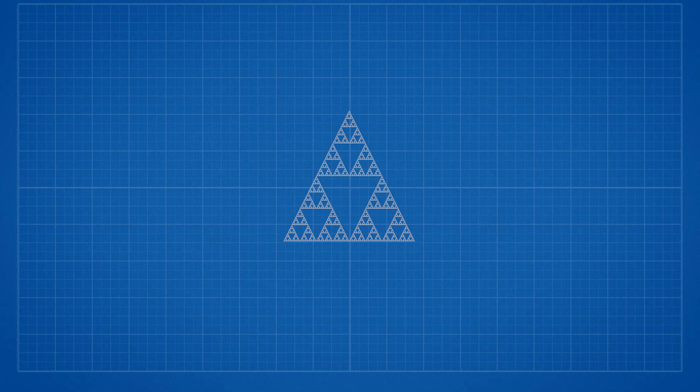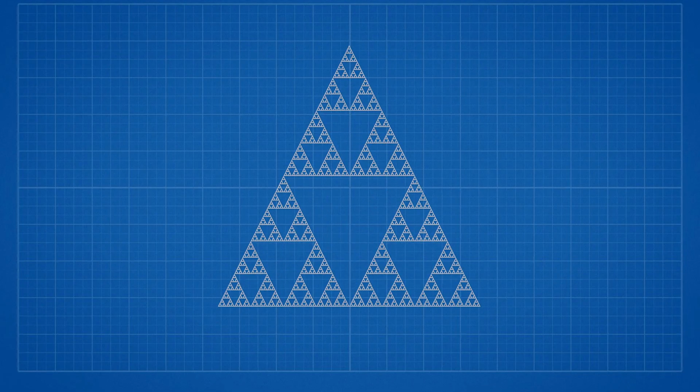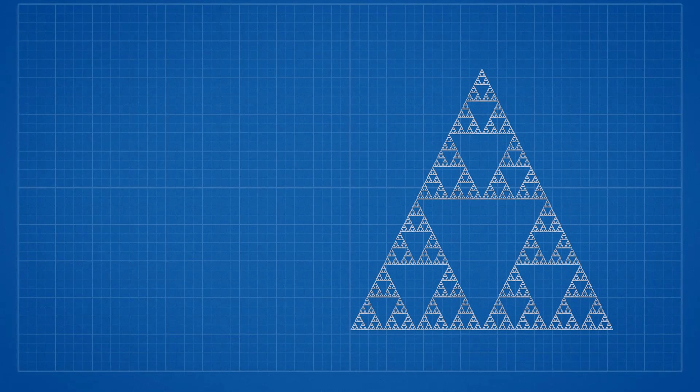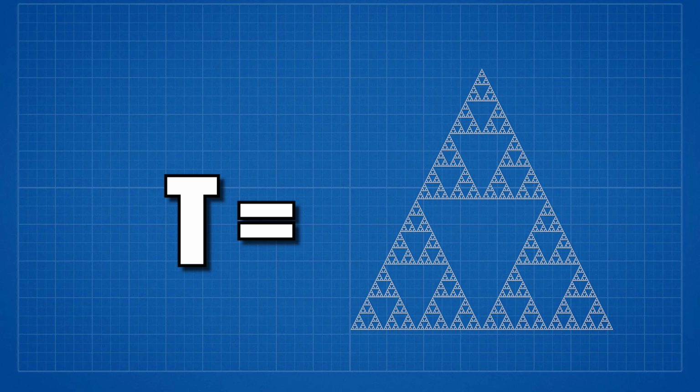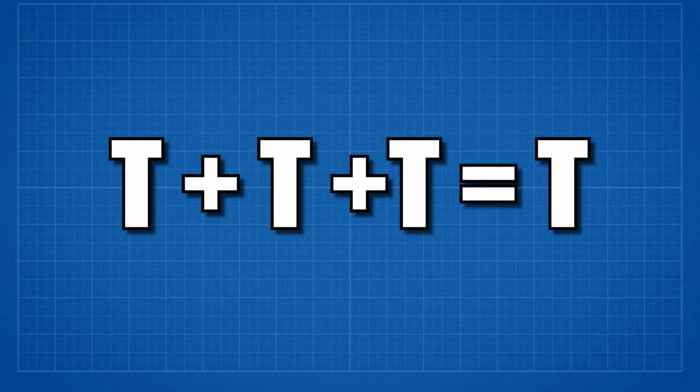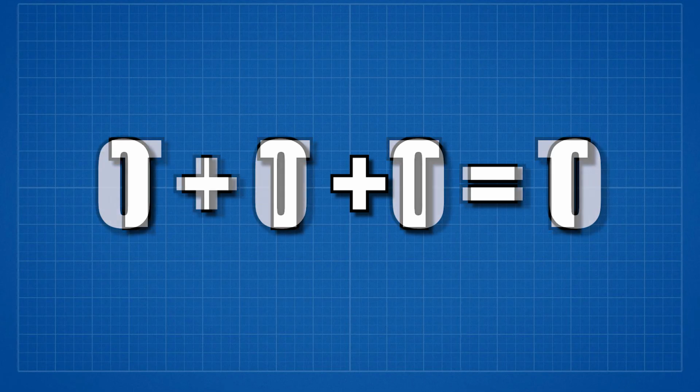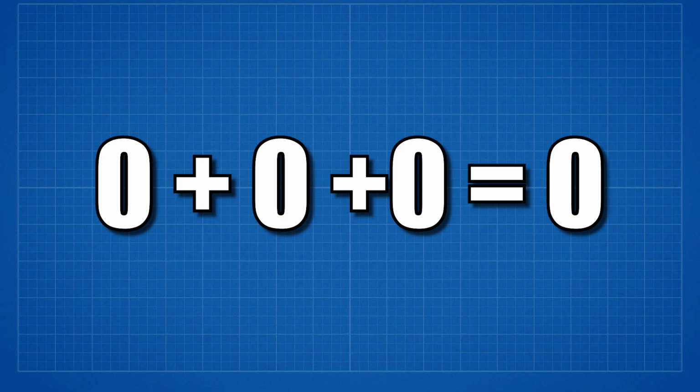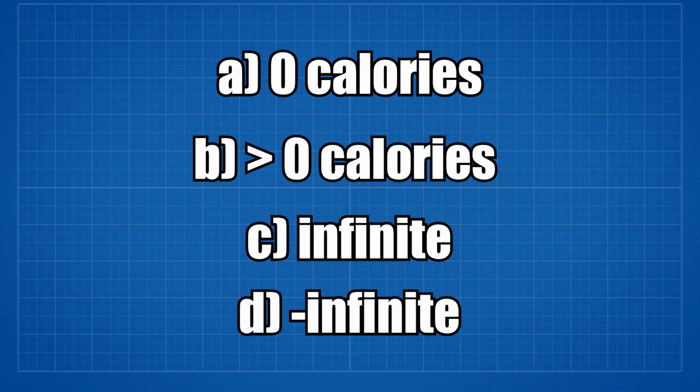Take only the top part of it, zoom in, and notice how this shape looks exactly like the original one, even though it's 3 times smaller. So we get the equation T plus T plus T equals T. This equation is only true when T has a value of 0. So the answer to the Harvard's problem was A, 0 calories.